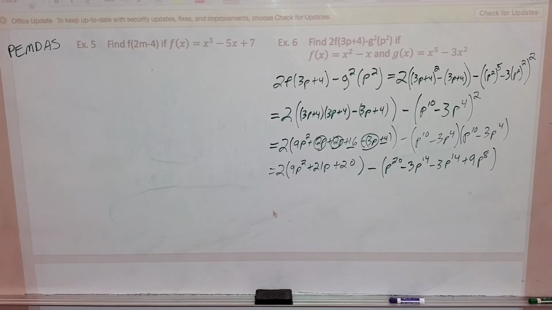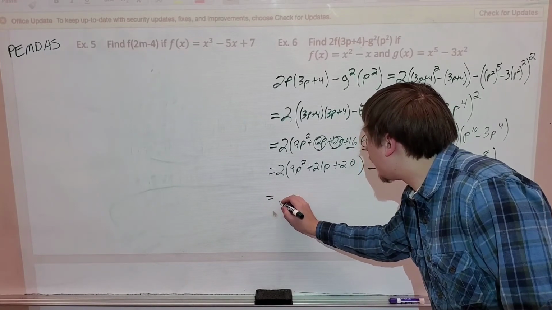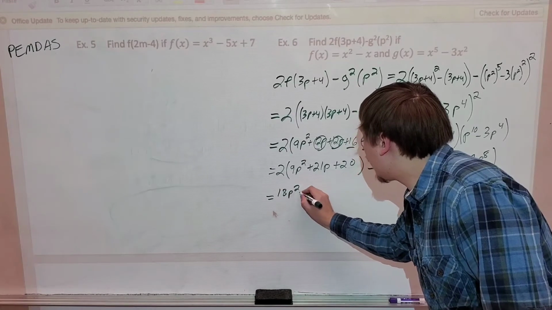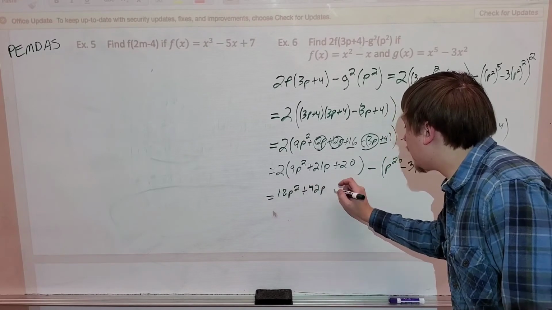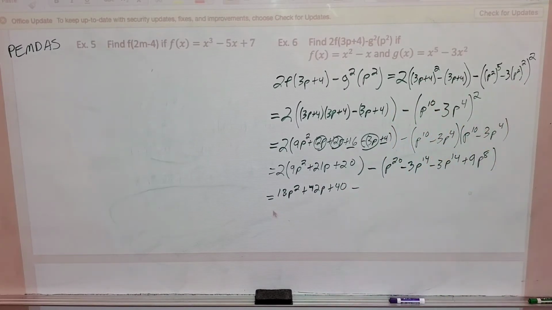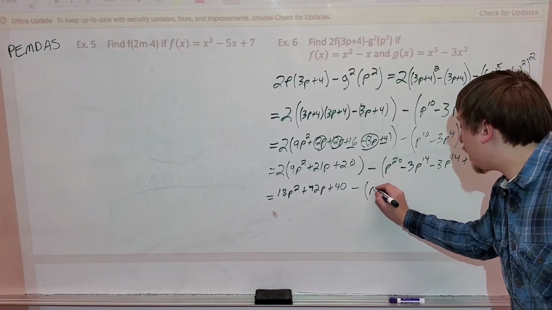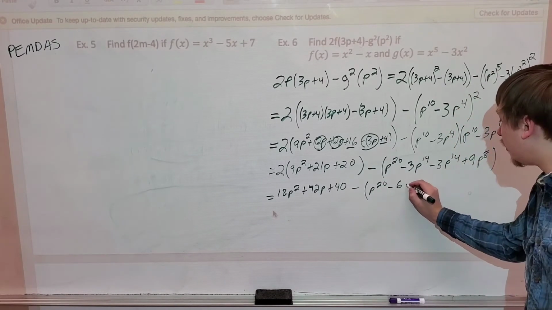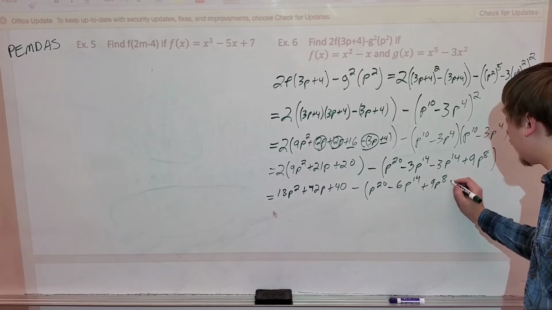Okay. 2 steps left. First, we need to multiply the 2 over here. We need to distribute the 2 now that everything on the inside has been dealt with. So 2 times 9, that's 18p squared. 2 times 21 is 42p. 2 times the 20 is 40. Minus, and we have one like term with the 3's here. So we'll do that. P to the 20th, that's negative 6p total to the 14th, plus 9p to the 8th.